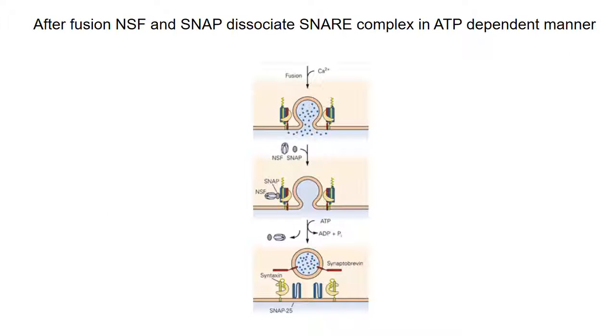After fusion, of course, this complex needs to be dissociated so that we can have reuptake and recycling of the vesicles. For this, we require another protein complex, NSF and SNAP proteins. These are different from SNAP25 proteins. The name is just very similar. NSF and SNAP also use the energy of ATP to dissociate the SNARE complex, so the components can be reused in the next cycle of vesicle fusion.